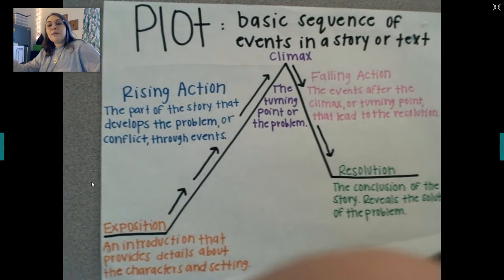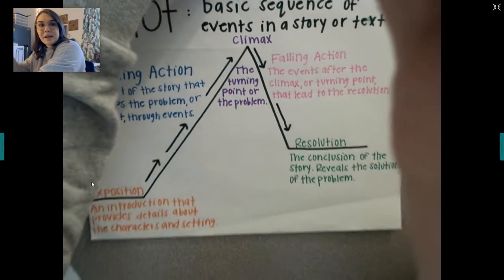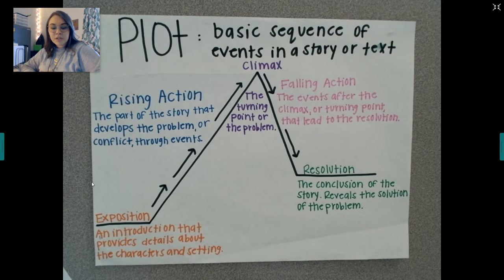Today, we are going to review what plot is, and you're going to actually do something a little bit different for your activity. And I think you're really going to like it. But first, let's review over plot. I want you to think back to all the lessons that I have taught you over plot. We did plot with drama. We did plot with Frindle.